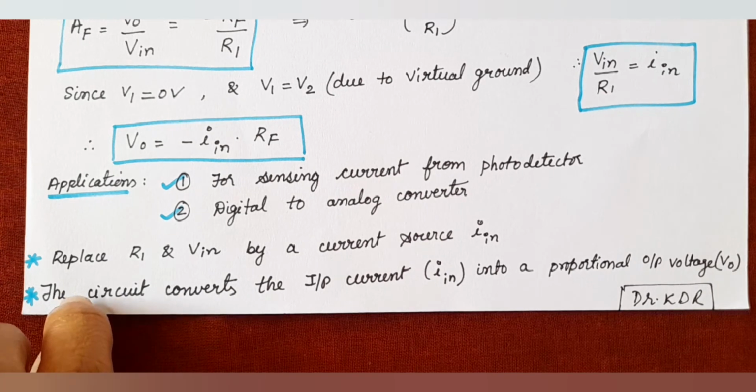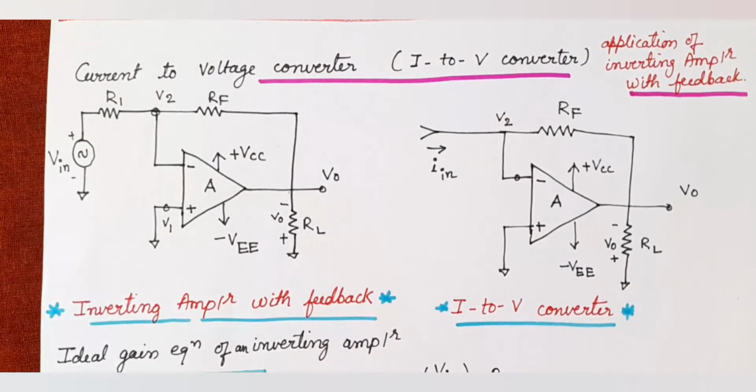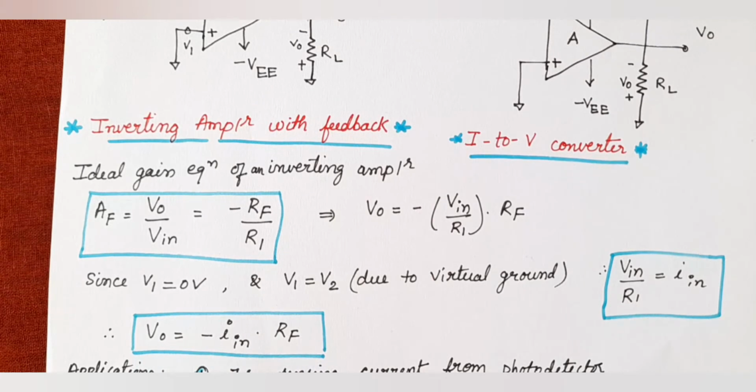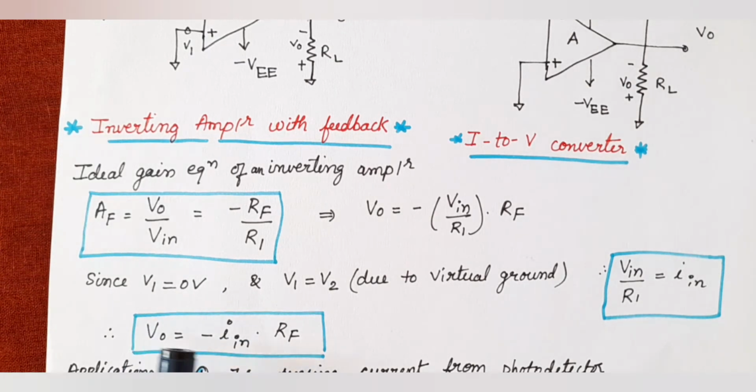I hope the current to voltage converter is clear to all. So what have we done? Replace R1 and Vin by a current source. So its equation comes to be V naught is equal to minus IN times RF. What is this negative sign indicating? That it is connected in inverting mode. Output and input are 180 degrees out of phase. Now coming to the next topic, that is voltage follower.